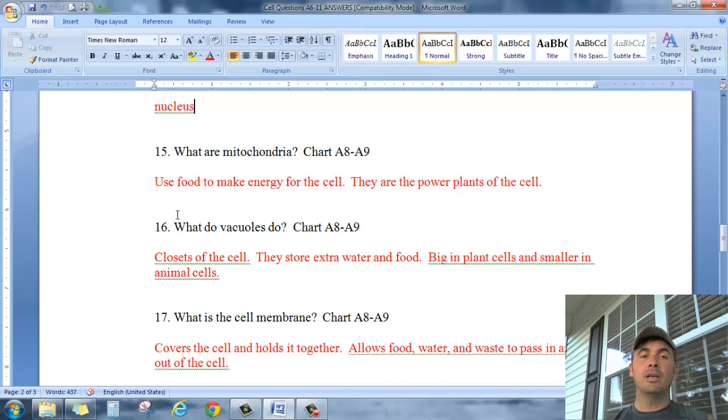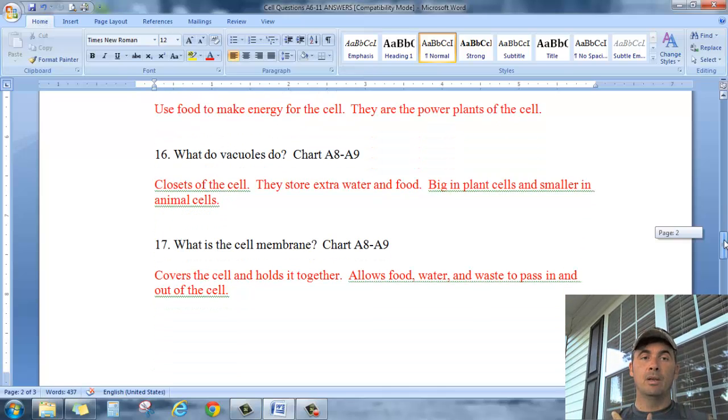Let me say that again. Mitochondria are little parts in a cell that use food to make energy for the cell. They are what allows the plant to have power and energy to live. Number 16, what do vacuoles do?